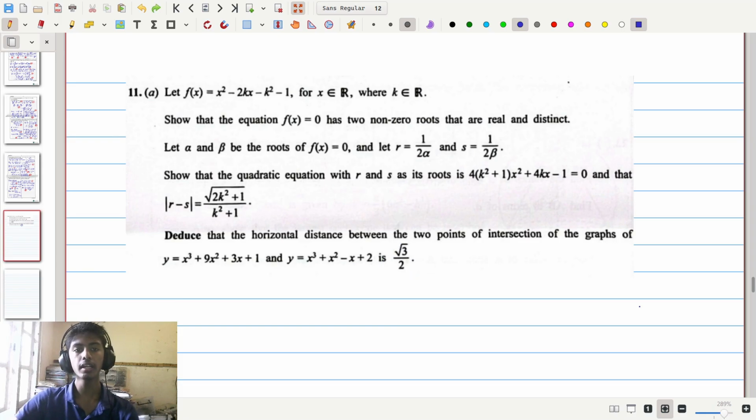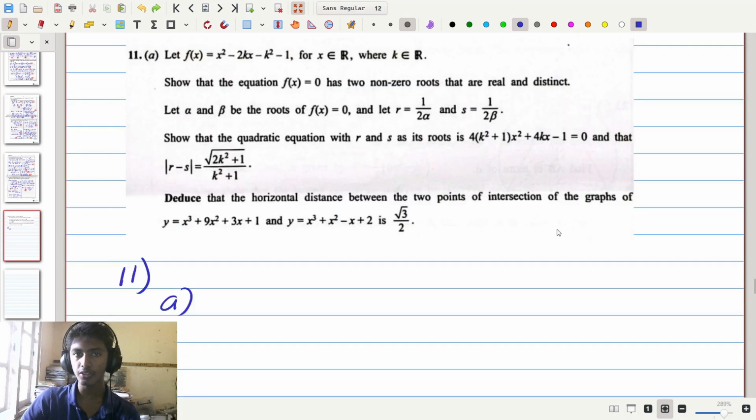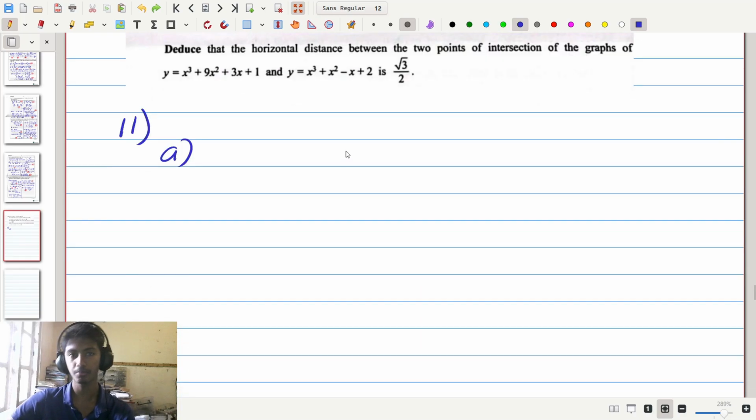So to begin, let's try to show that the equation f(x) equals 0 has two non-zero roots that are real and distinct. So let's start with question number 11, part A, which you will be writing in some other paper. Of course, you will have to write your index number somewhere over here and then start the question. Now, since this is in some other paper, I'm going to rewrite the definition of f(x), because I do not really want to switch back and forth between my exam paper and my answer sheet.